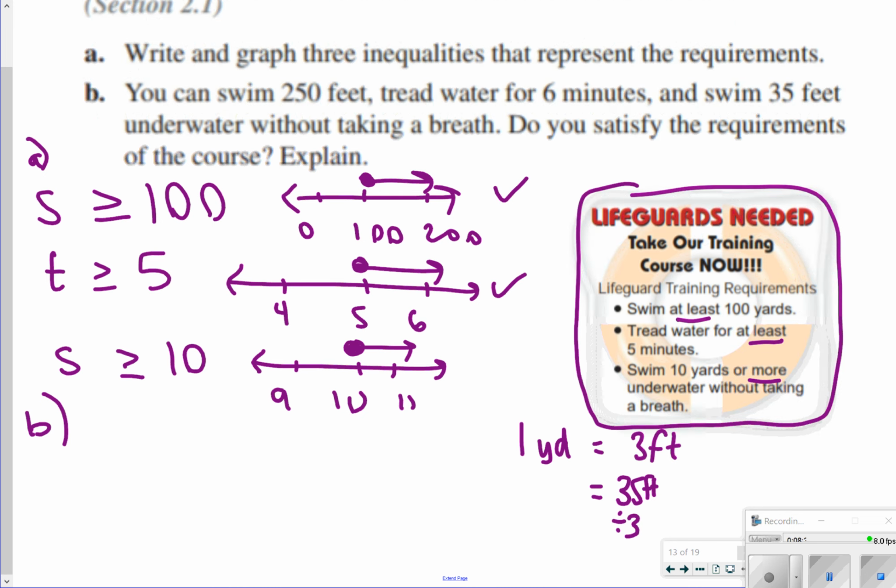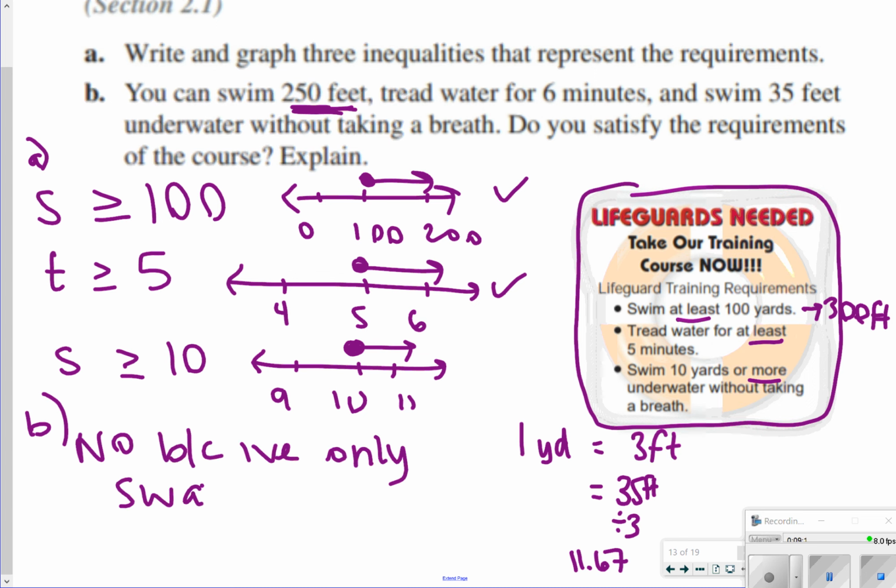that's going to give you approximately 11.67 yards. But what I failed to mention is up here in letter A, if we swim 250 feet, that is not equivalent to 100 yards. 250 feet is not equivalent to 300 feet. So really 100 yards is 300 feet. And we've only swam 250 feet, so letter B is no, because we only swam 250 feet, not 300 feet.